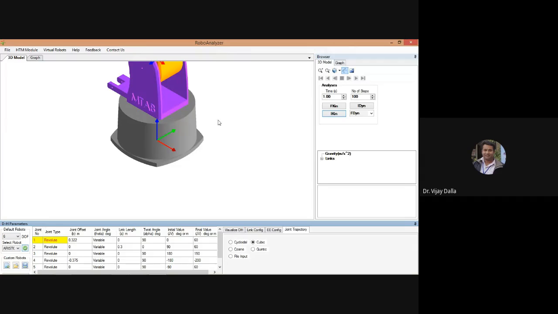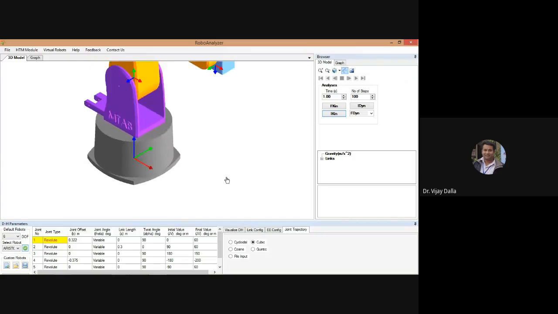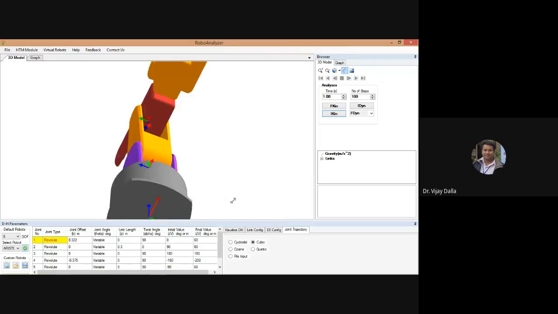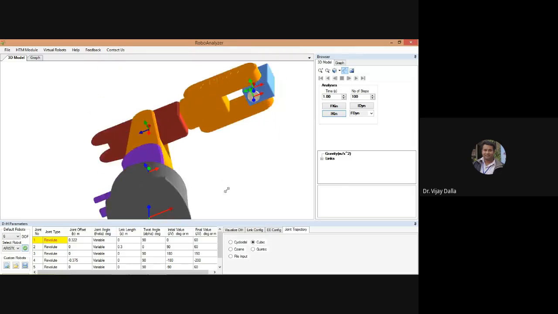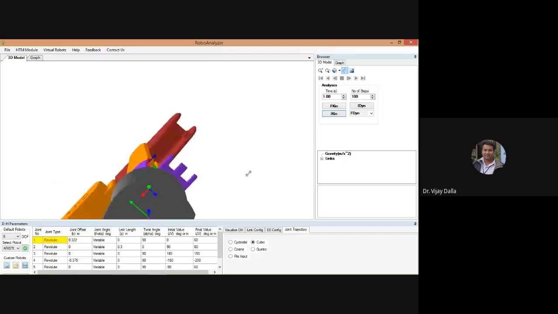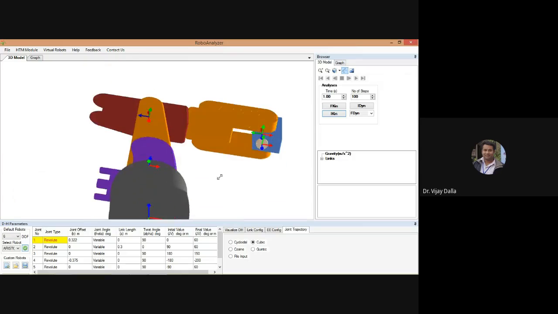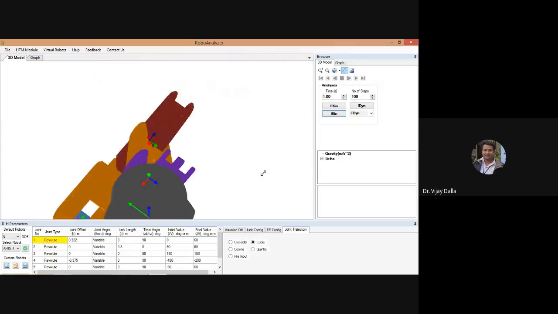Okay. Now what about this forward kinematics and the inverse kinematics we have done now, and this can be visualized by clicking in this way. Okay.